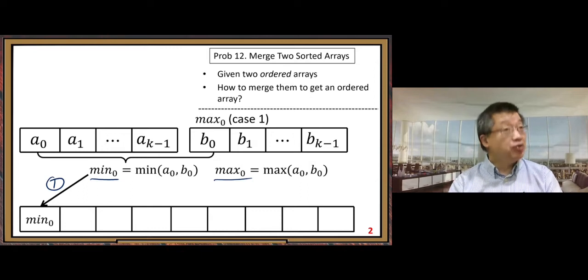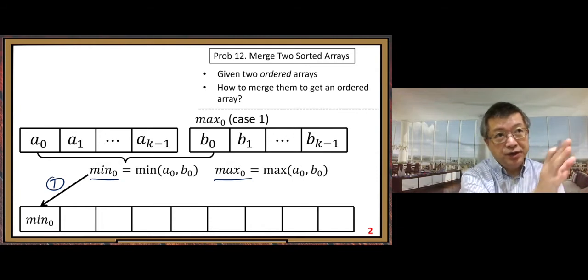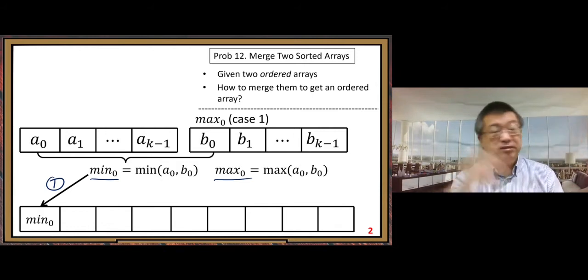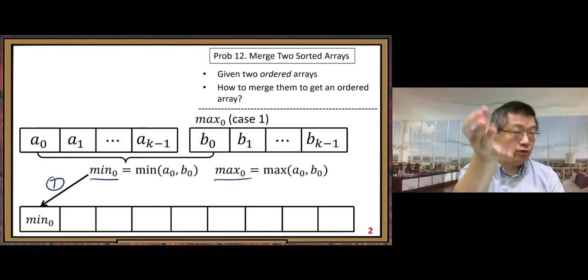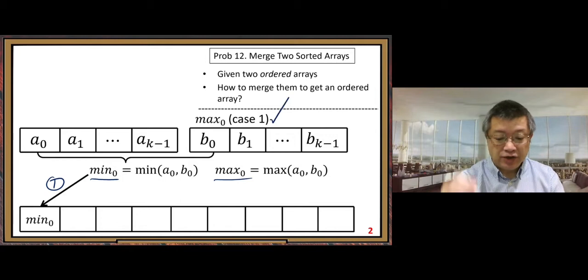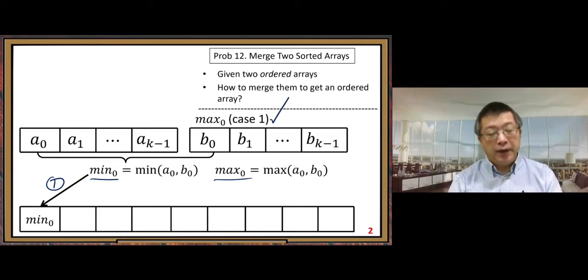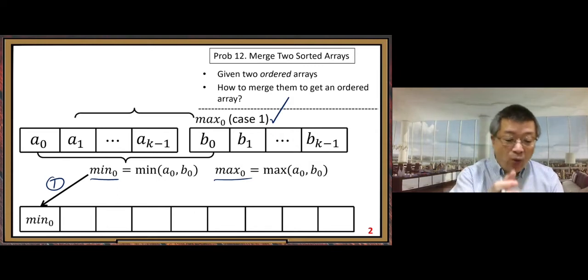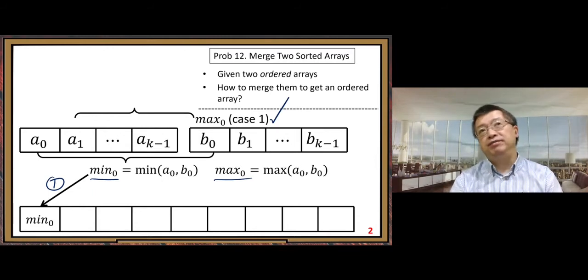Next, the next round. Here we assume this. Suppose B0 is the max 0 one. That's case 1. And there is case 2. A0 could be the max 0 one, but it's similar. So we only discuss case 1 here. Now B0 is the max 0. Next comparison, we compare A1 with B0.